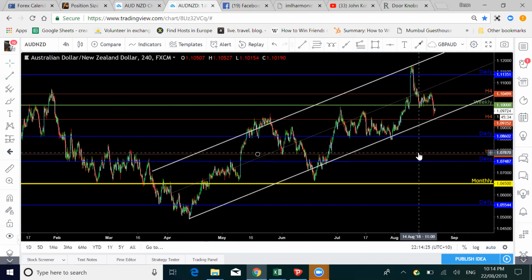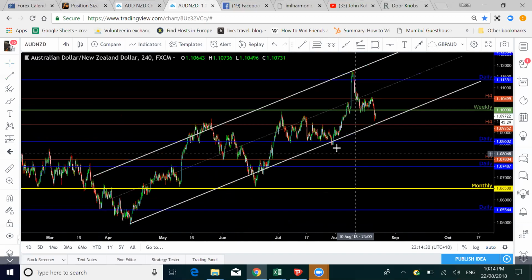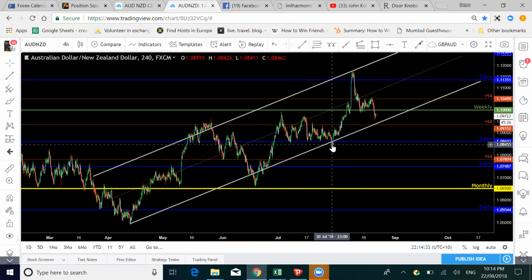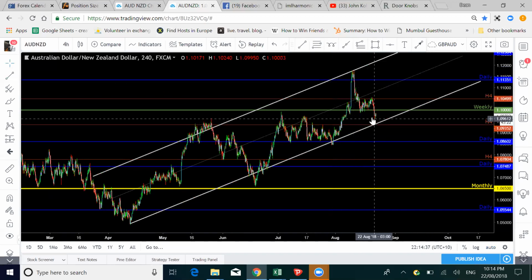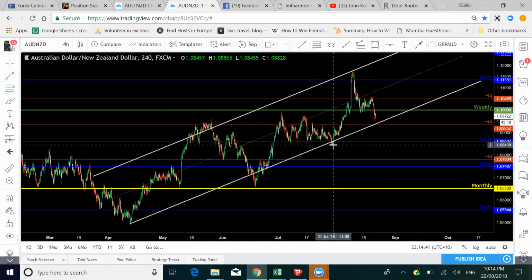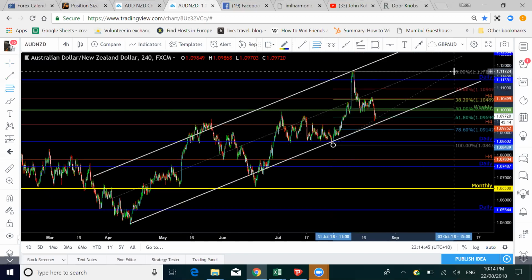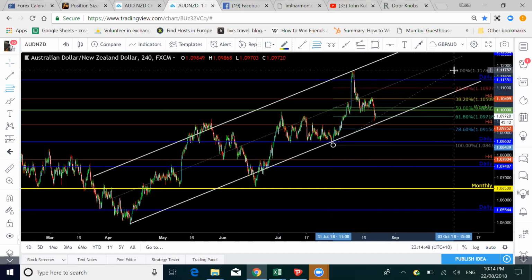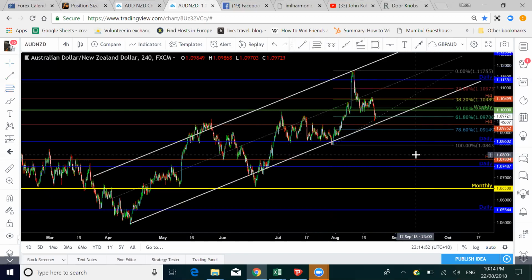But I think it's probably more important off the 4-hour chart that we run it off the last push up. So the last push up started down here. You can see we had that impulse up and now we're retracing. So I'm going to run a Fibonacci on a 4-hourly from the base of that up to the top of that. And that's our fundamental 4-hour Fibonacci.